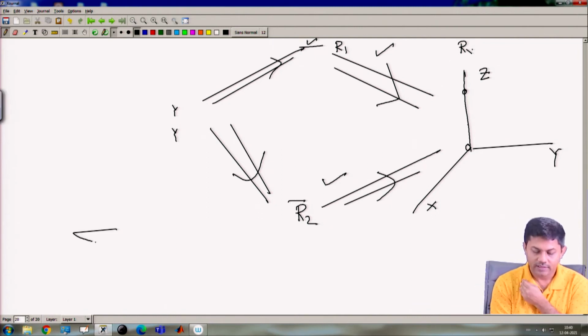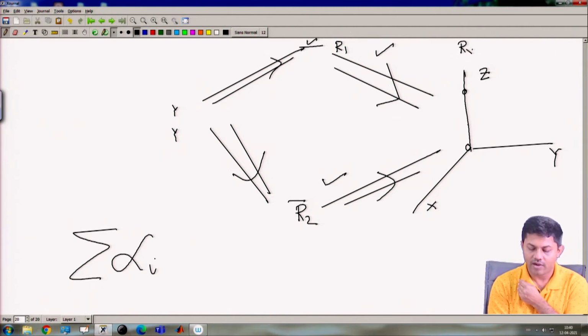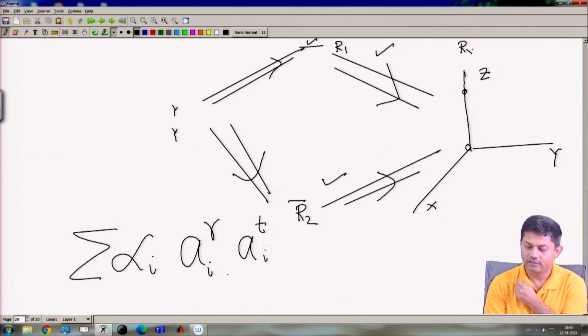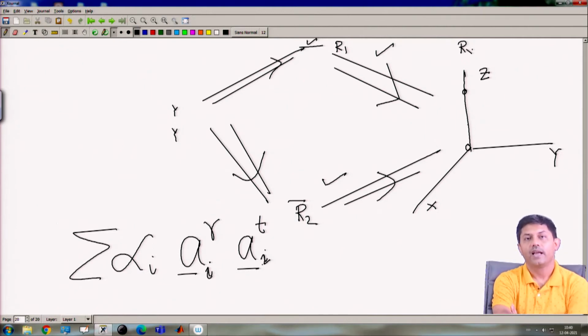So, it was the summation of alpha I, a I r, a t I vector, right. So, now this is I. So, it is no longer just one constant angle of arrival and angle of departure, it depends on where the reflectors are.